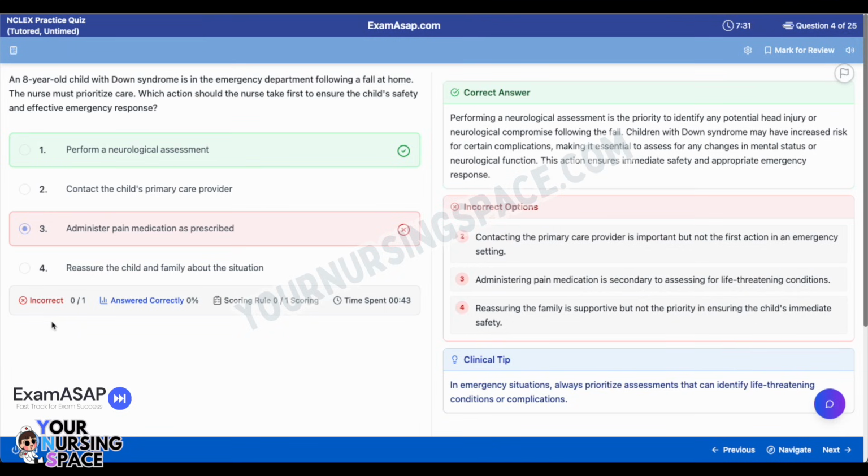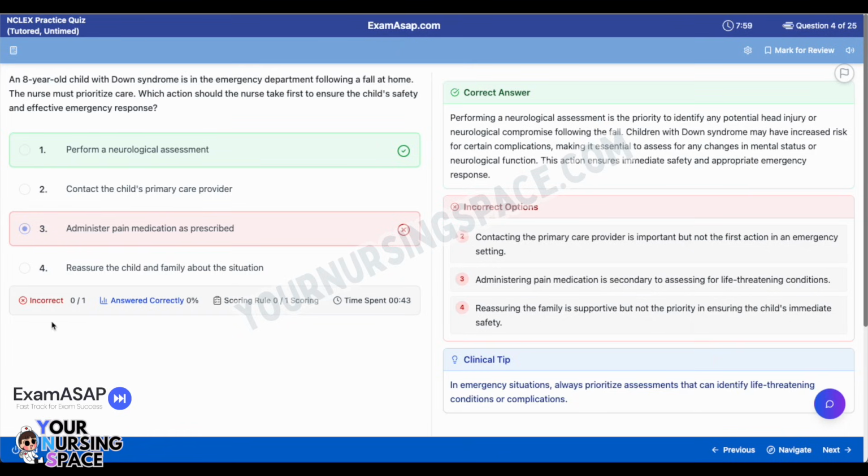The correct answer is A. Rationale. Correct answer, A. Performing a neurological assessment is the priority to identify any potential head injury or neurological compromise following the fall. Children with Down syndrome may have increased risk for certain complications, making it essential to assess for any changes in mental status or neurological function. This action ensures immediate safety and appropriate emergency response.